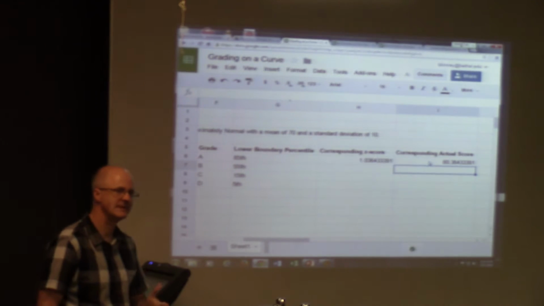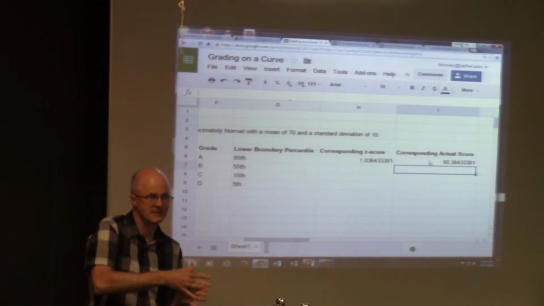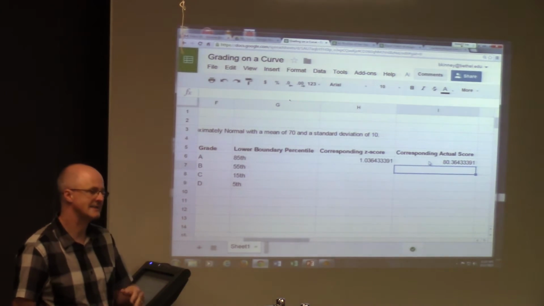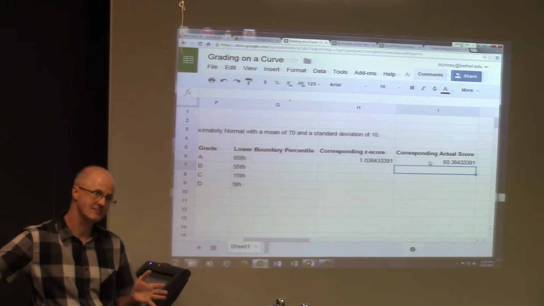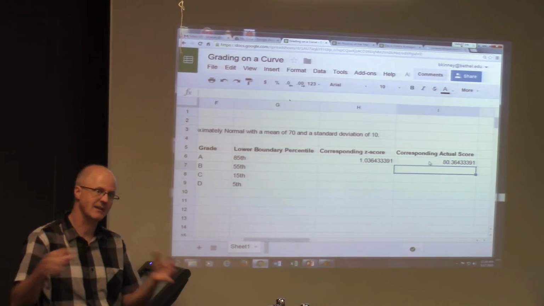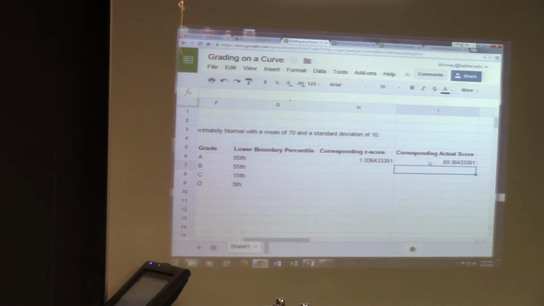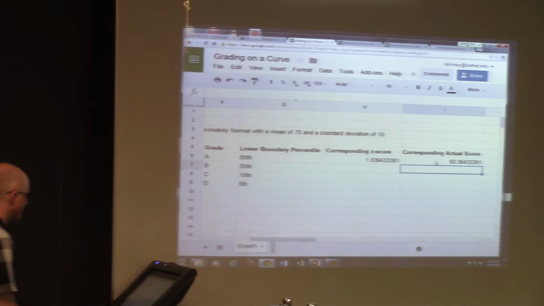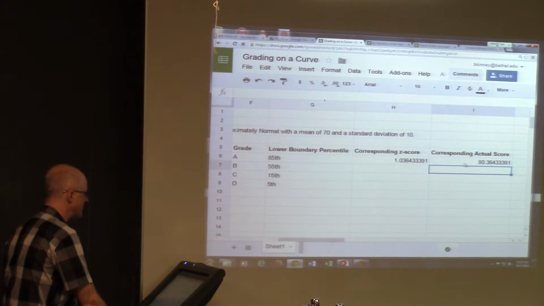Okay? So NORMDIST finds areas when you know x or z. NORMINV finds x or z when you know the area. They work in reverse. They're kind of like inverse functions. If that went by too quick for you, you can watch the video, and you can practice it yourself and try different examples.